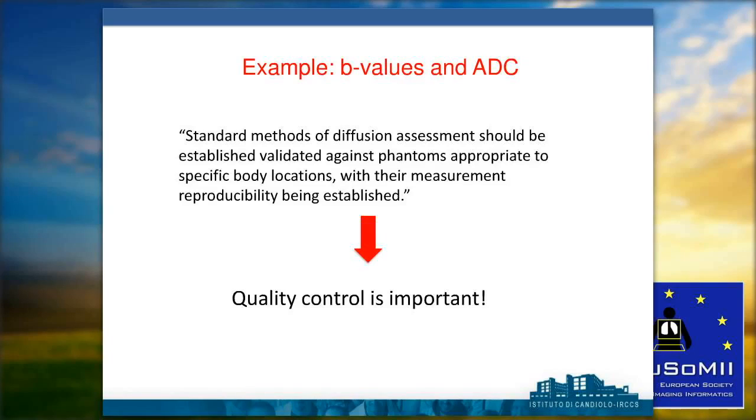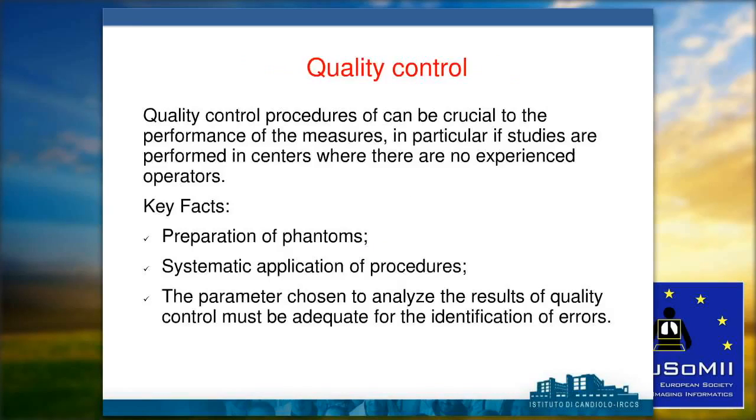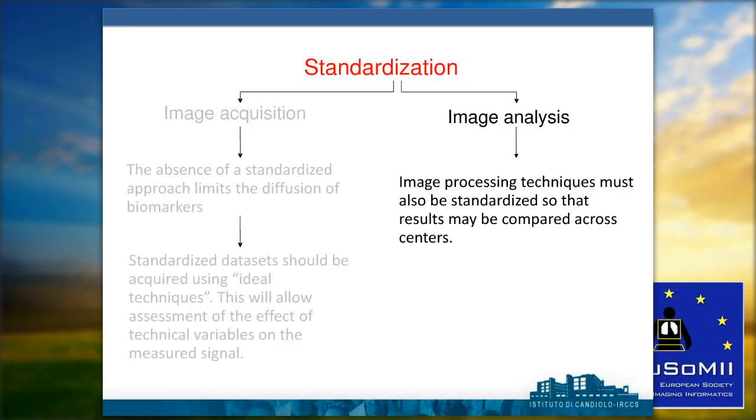So standard methods of diffusion assessment should be established, for example, validated against phantoms, appropriate to specific body locations, with the measurement reproducibility being established. So the quality control is important. Of course, quality control means lots of things: phantoms, applications of procedures, and the parameters that are chosen to analyze the results of quality control must be adequate for the identification of errors. So this is a big problem.